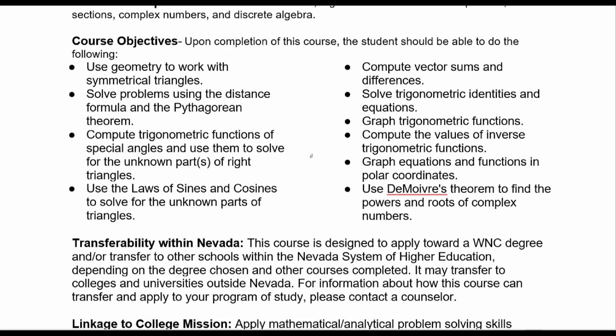Upon completion of this course, a student should be able to do the following: use geometry to work with symmetrical triangles, solve problems using the distance formula and Pythagorean theorem, compute trigonometric functions of special angles, and use them to solve for the unknown parts of the right triangle. Use the law of sines and cosines to solve for the unknown parts of triangles. Compute vector sums and differences, solve trigonometric identities and equations, graph trigonometric functions, compute the values of inverse trigonometric functions, graph equations and functions in polar coordinates. Use the Mobius theorem to find the powers and roots of complex numbers.